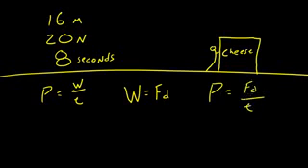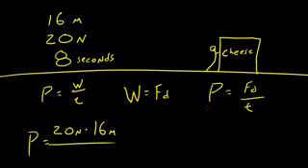It's pretty much the same exact thing, except we substitute force times displacement for work. So let's figure that out right now. Using this final formula, we can say that the power, what you're trying to figure out, equals the force of 20 newtons times the displacement, which is how far you moved it, 16 meters, over a total time of 8 seconds.